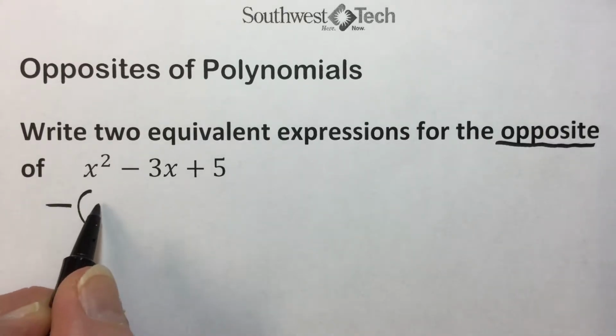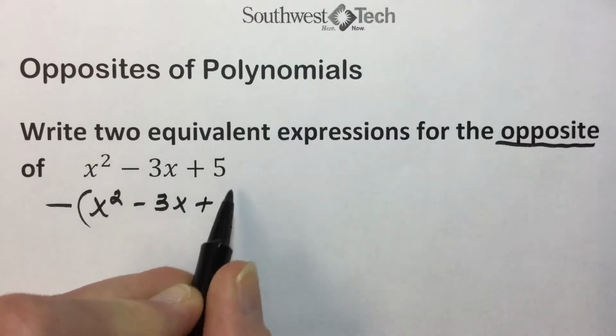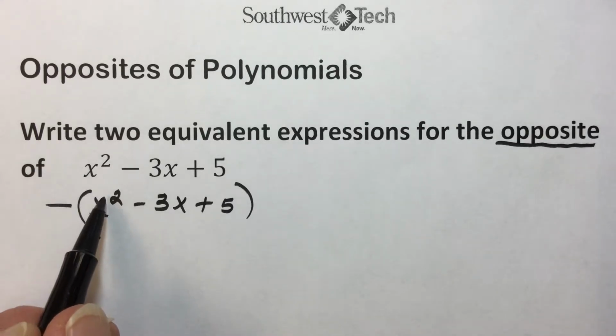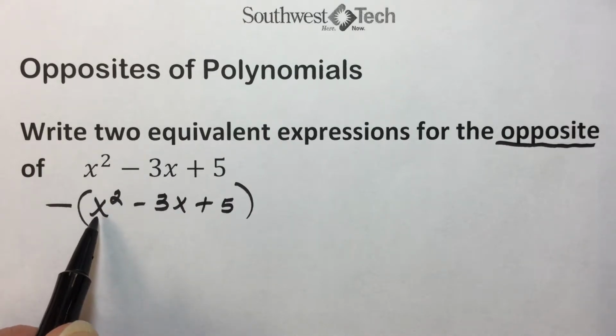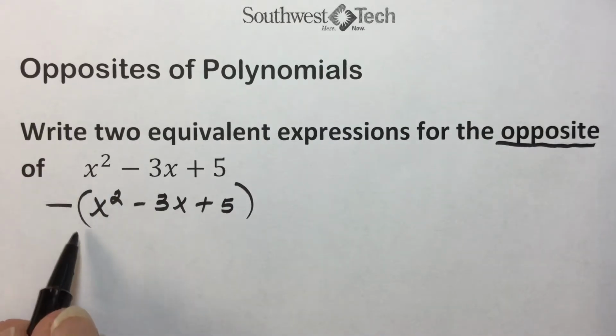So -1 times the quantity x squared minus 3x plus 5 will be one way to write the opposite of this given polynomial. The other is to change each of the signs. And if you do the distributive property, -1 times each one of these, you can see where the opposite of each of the signs is generating an equivalent to the given expression here.